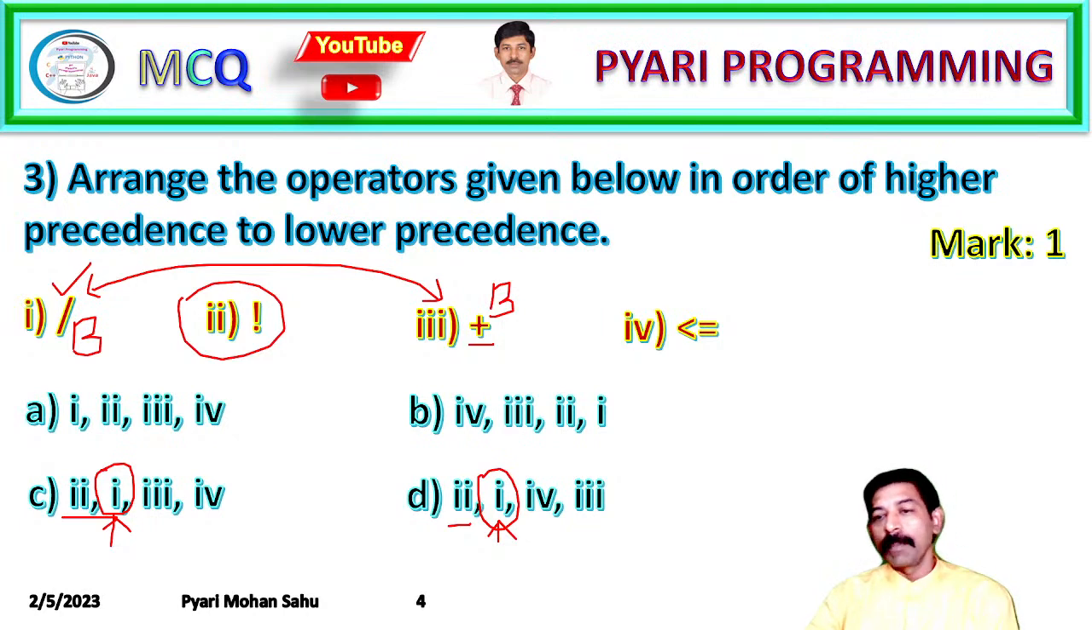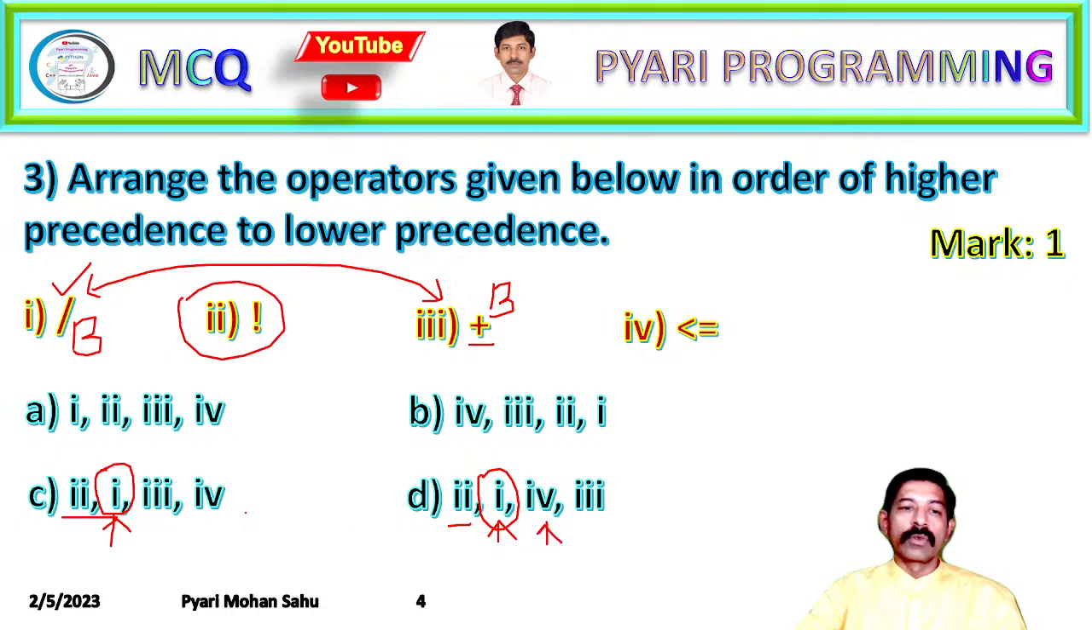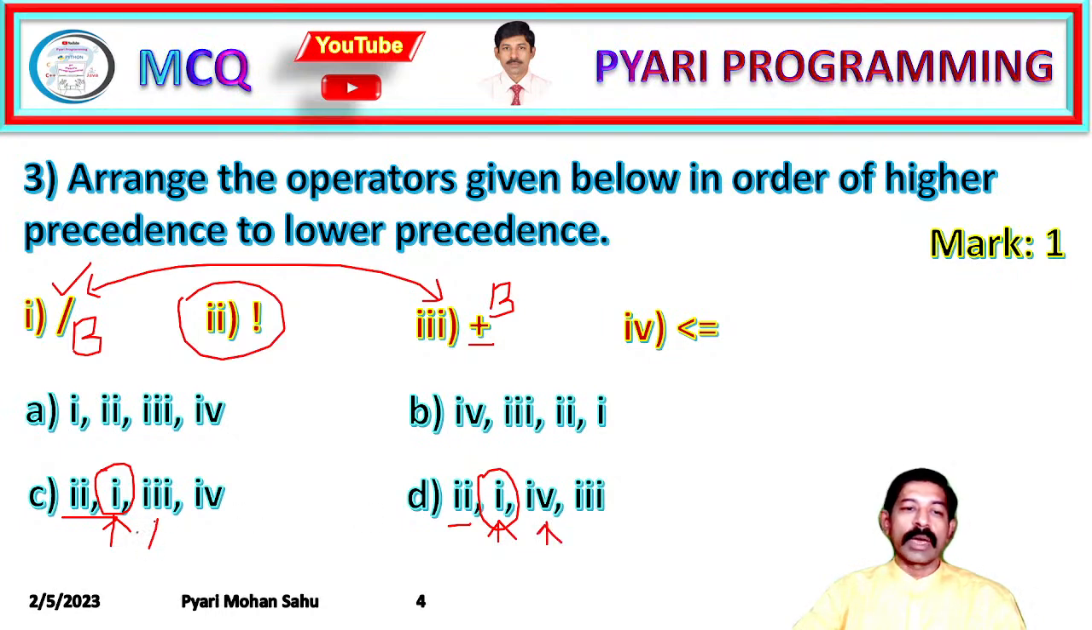If there is an ambiguity in your mind also, how you can remove the ambiguity at the time of examination, that also I am telling you. Next one. Here I am having 4. Here I am having 3. Now this will decide which one is the correct answer. This is your 3 and this is your 4.